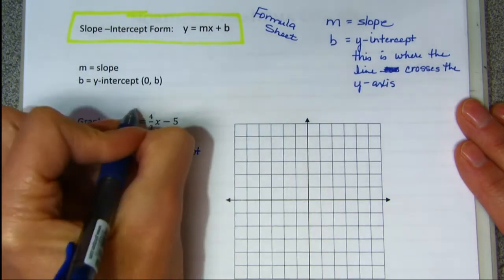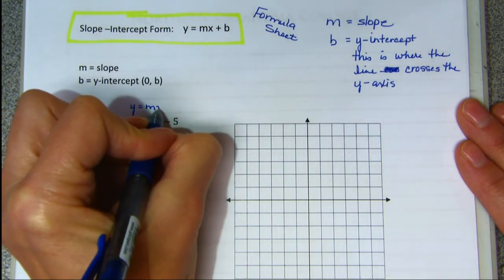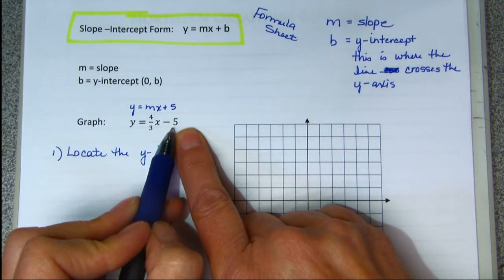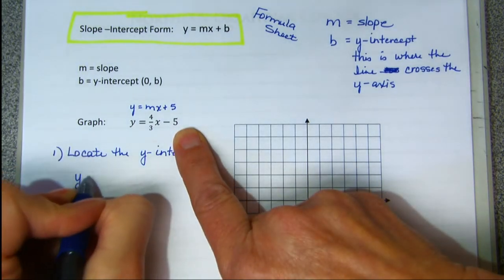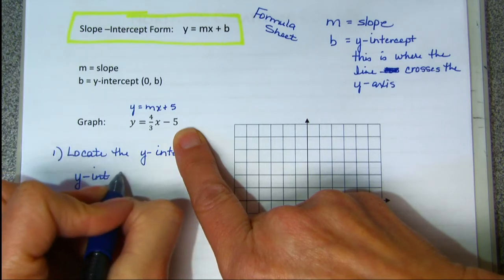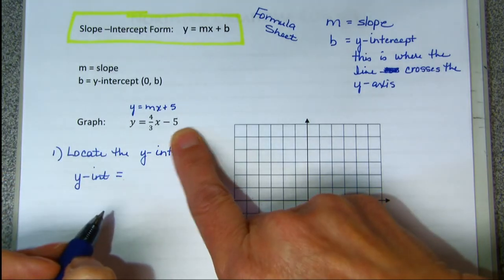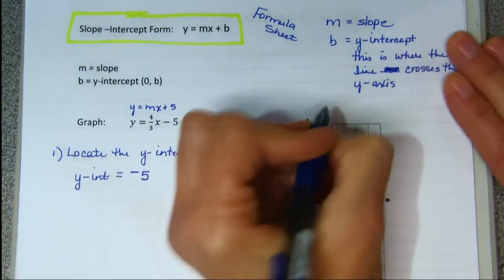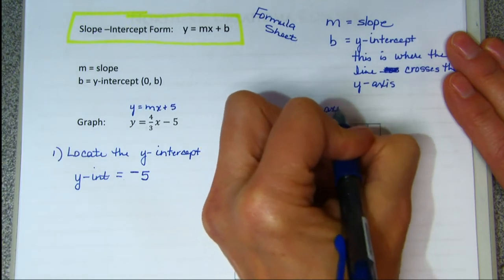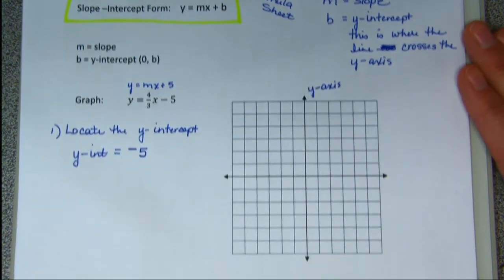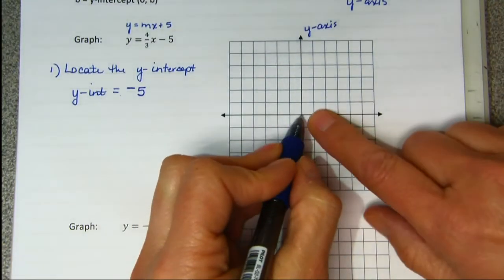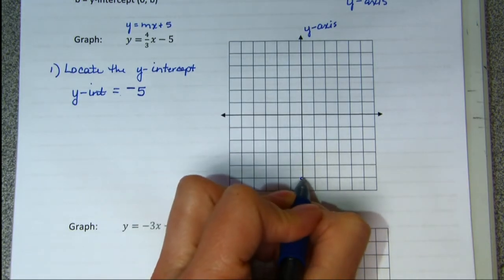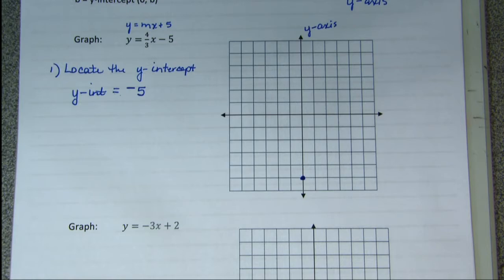Okay, so think of y equals mx plus b. The constant is your y-intercept. Now, this is where you need to be careful. Whatever sign is in front of it needs to go with it. So since that's minus, then the y-intercept is negative 5. So what that means is on the y-axis, you locate negative 5. Well, if I start at the origin and I locate negative 5, 1, 2, 3, 4, here is where it crosses the y-axis.